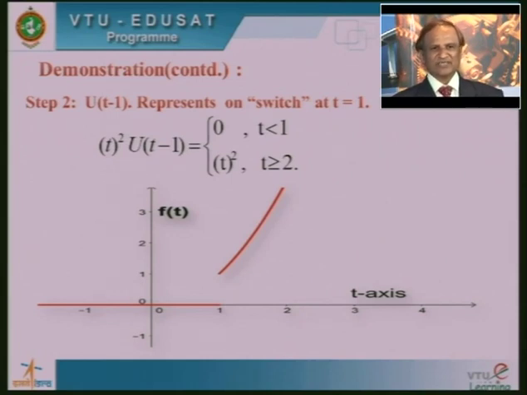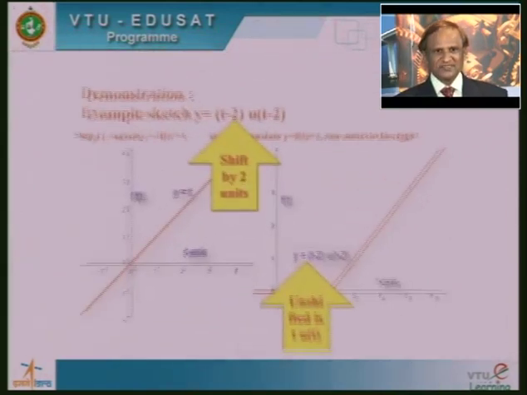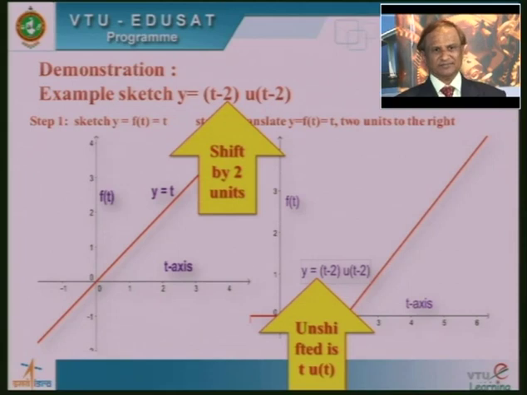That's why mathematically you can write t square into u of t minus 1 is equal to 0 when t is less than 1, or t square when t is greater than or equal to 1. Observe the graph on the t axis. When t is less than 1, the curve is not visible. When t is greater than or equal to 1, the part of the t square curve is visible. That can be observed from the graph.